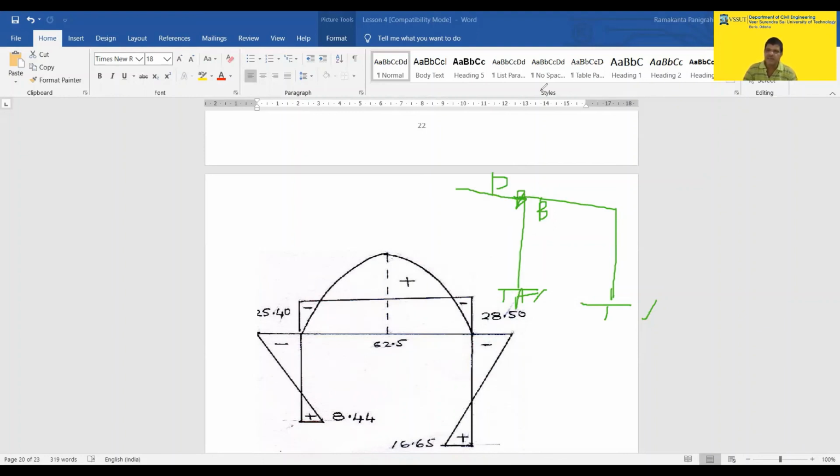So with this, we stop this discussion on the analysis of sway frames with the slope deflection method.